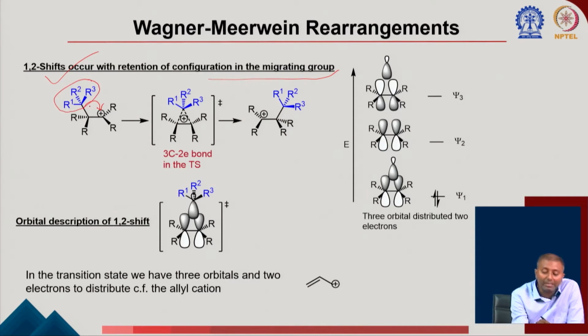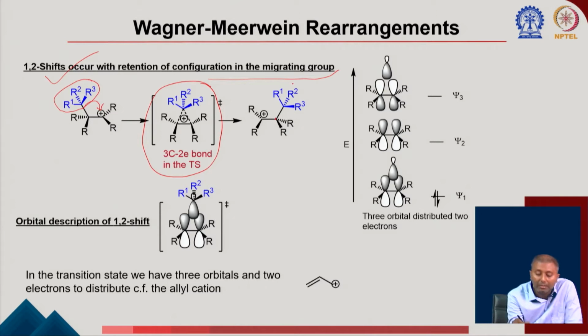Now that configuration will remain intact in the product as well, because if you see the corresponding transition state, what is happening here is that this sigma bond is giving electron density to form some sort of a 3 center 2 electron bond here. You have a positive charge here, and now this is going to shift to this particular carbon.